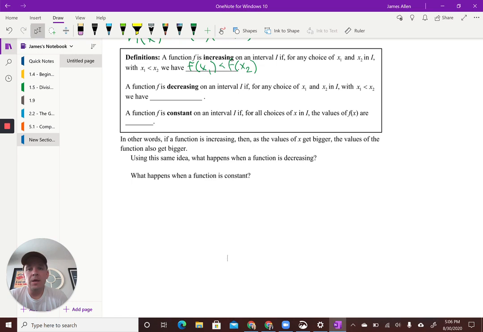Now, let's talk decreasing. A function f is decreasing on an interval I if for any choice of x sub 1 and x sub 2 in I, with x sub 1 being less than x sub 2, so we're moving from left to right on the graph, f of x sub 1 is greater than f of x sub 2. So as we go from left to right, from smaller values to larger values, our function values are getting smaller. So as you move to the right, the value is less. So it is decreasing. A function f is constant on the interval I if, for all choices x in I, the values of f of x are staying the same, right, are equal.